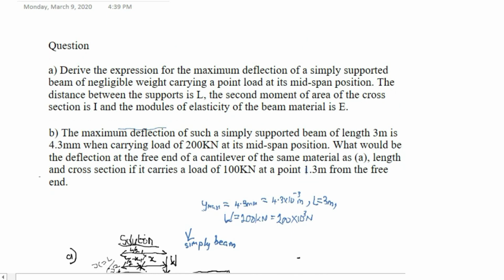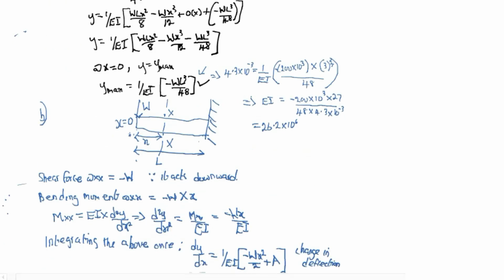And it asked, what would be the deflection at the free end of a cantilever of the same material as A? That is, it has the same material as the simply supported beam. Length and cross-sectional area are all the same, but here it should carry a load of 100 kilonewtons at a point 1.3 meters from the free end. Now it implies that our W in this case would be 100 kilonewtons and our X would be 1.3. Our length is still 3 meters as before.